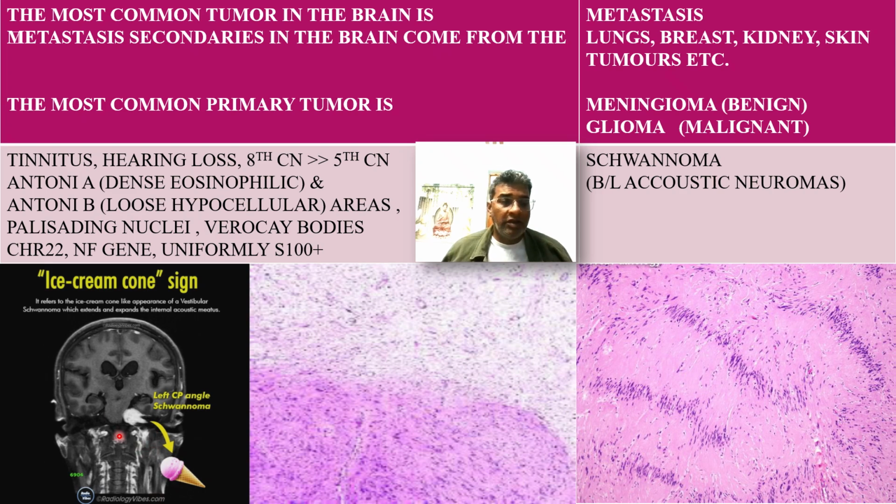In the picture, this is the left CP angle schwannoma. It is looking like an ice cream cone, so it is the ice cream cone sign. And here, you can see hypercellular areas and hypocellular areas, dense eosinophilic areas and loose areas; these are Antoni A and these are Antoni B. This is true palisading, where the nuclei are arranged, and these are Verocay bodies.